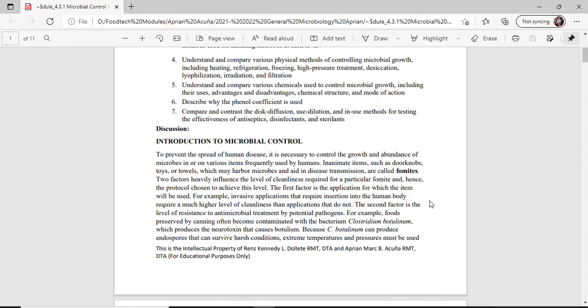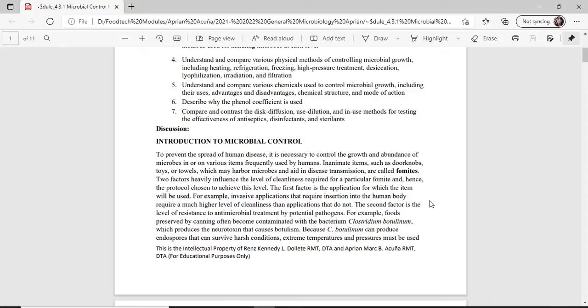And two factors heavily influence the level of cleanliness required for a particular fomite, and hence the protocol chosen to achieve this level. The first factor is the application for which the item will be used. For example, invasive application that requires insertion into a human body requires a much higher level of cleanliness than applications that do not. The second factor is the level of resistance to antimicrobial treatment by the potential pathogens.